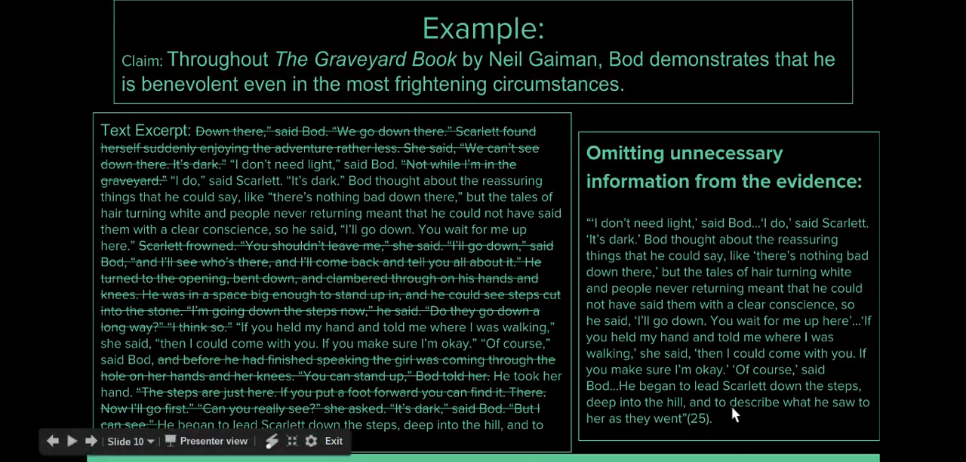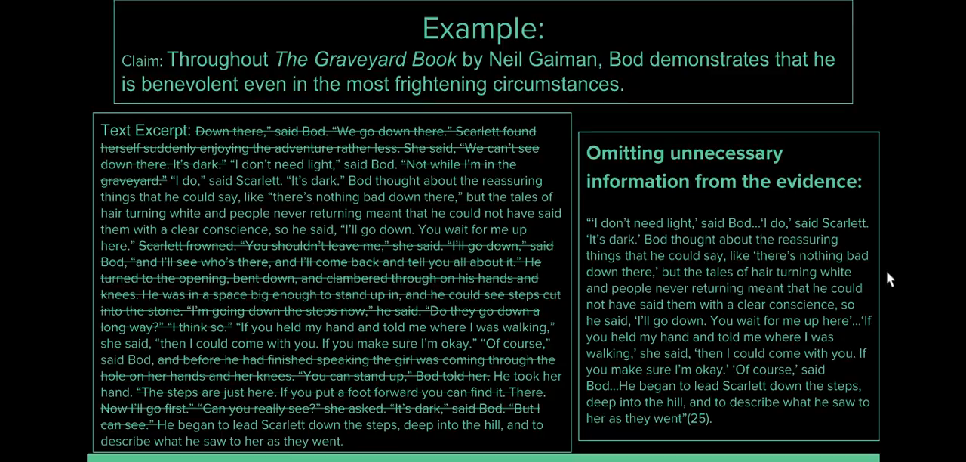So I'm getting really strong text evidence and I'm cutting out the parts I don't need, which would take away from the relevance of my evidence and would confuse my reader. I'm only including the pieces that are really going to help my reader see how benevolent Bod is. So you can see here that the ellipsis can be used in a couple different ways. In both examples, I'm cutting out parts of the text that I don't need.